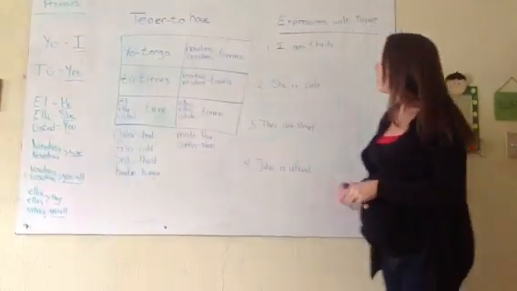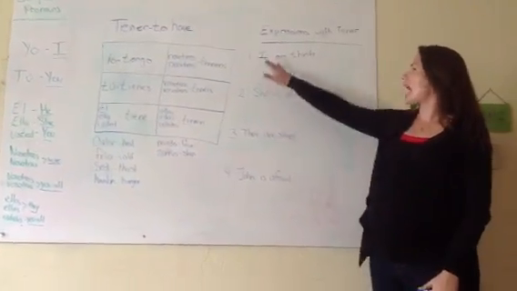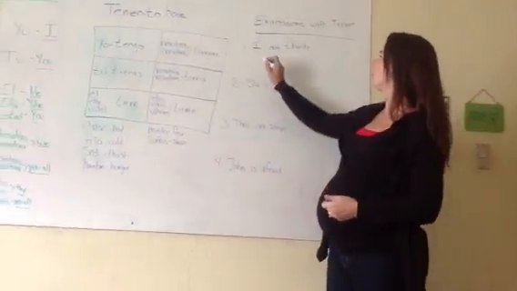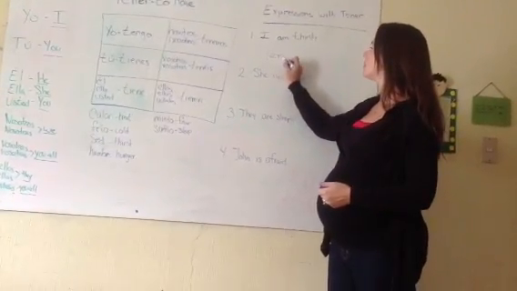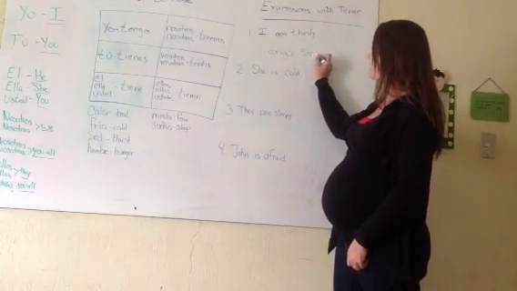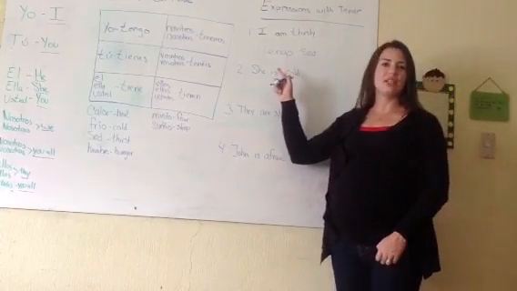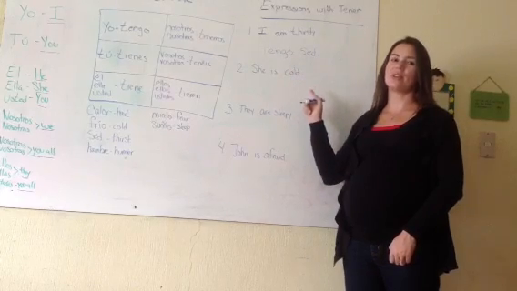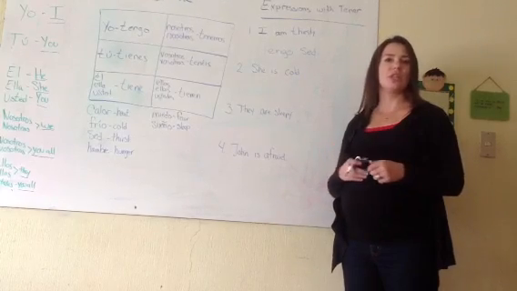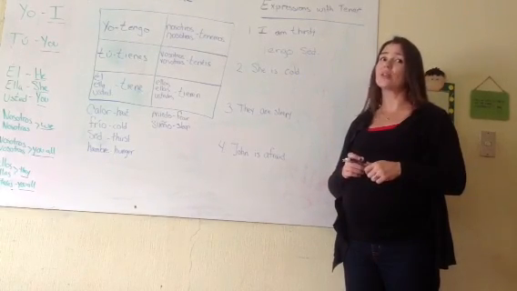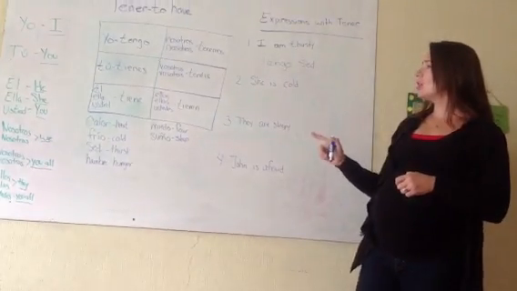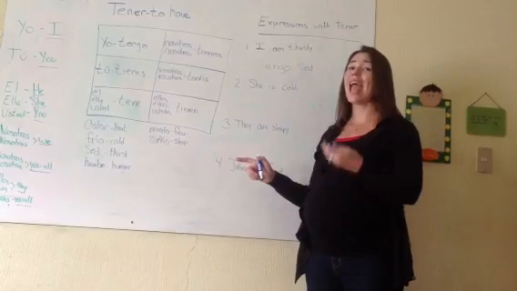Expressions with tener. For example, if you wanted to say, I am thirsty, use the I form of tener, which is tengo, and the word for thirst, which is sed. The literal translation of this is, I have thirst. But we wouldn't say that in English. So be careful when you translate something from one language to the other, as there oftentimes is not a literal translation. She is cold. In Spanish, you wouldn't say she is cold, but rather that she has cold.